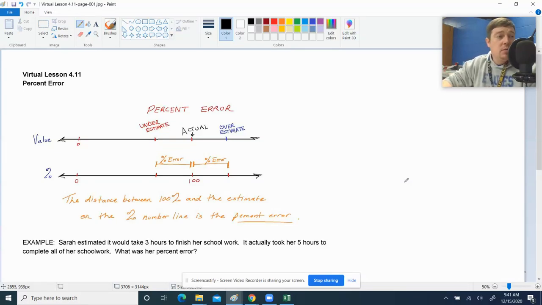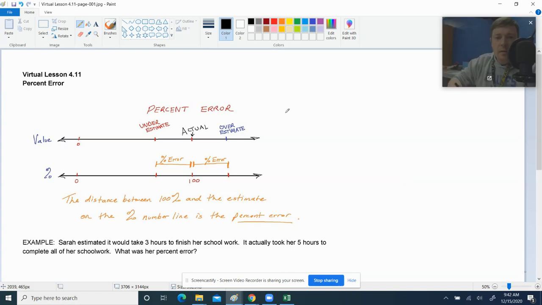We're looking at our virtual lesson 4.11. This is Wednesday, and we're talking about percent error, our last percent topic. So, last one that we're going to do for the year, and then we'll have our quiz at the end of the week, and you guys will have a break. It's going to be good stuff. So let's jump right in here.